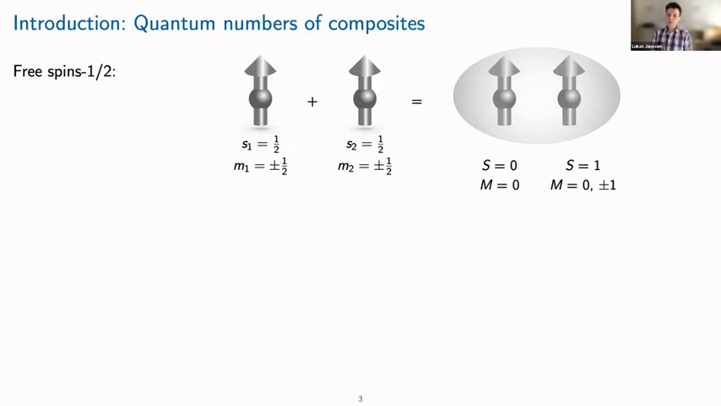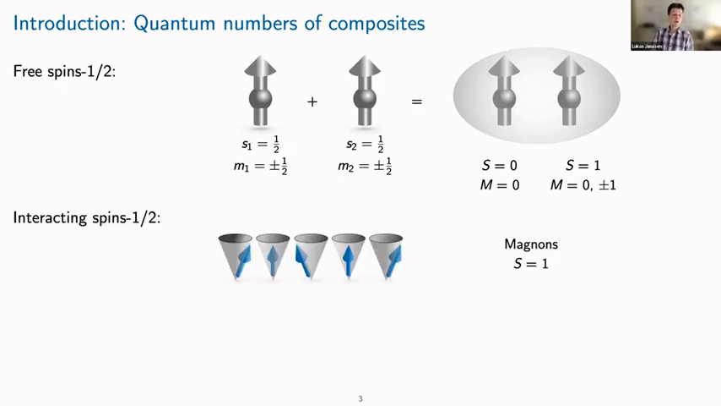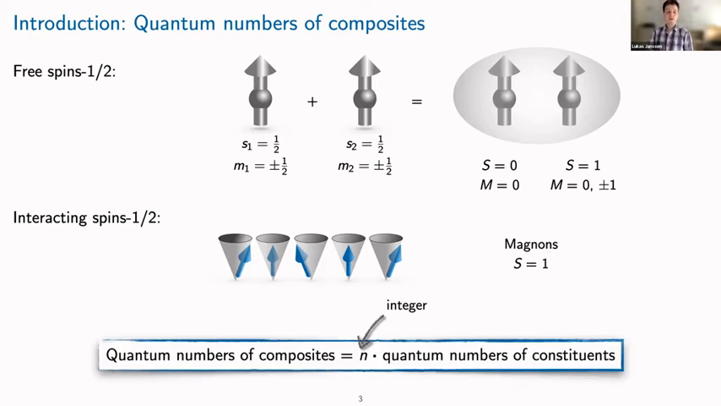Of course, if these spins 1/2 interact, then we can also have collective excitations, and those will, in most cases, be the relevant low energy excitations, such as magnons. These are the quanta of the spin waves. But again, these are integer spin objects because they arise from spin flips, basically. These are spin one objects, again described effectively by a bosonic field theory.